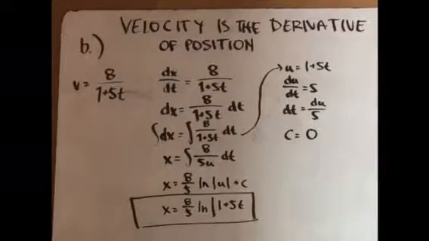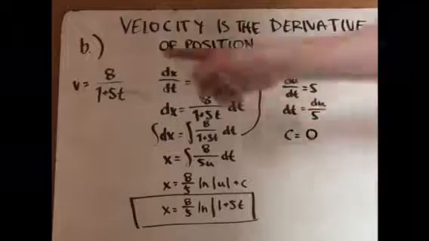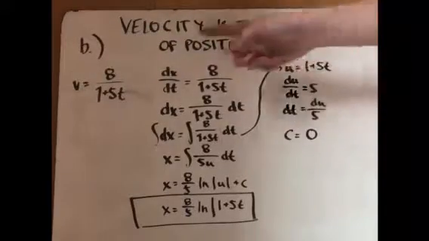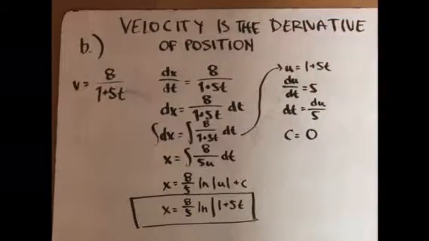Now we're going to find the position function of the system using calculus. Ooh, calculus. We get to use the integral of the velocity function to find the position function with respect to time. And knowing that time equals 0, we found the expression for the position to be 8 over 5 ln of 1 plus 5t. We did that by using velocity as the derivative of position.